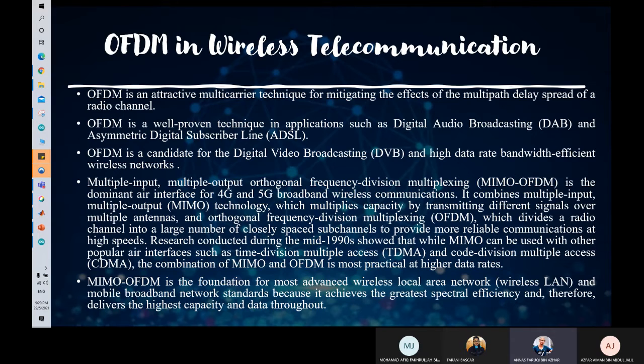Research conducted during the mid-1990s showed that while MIMO can be used with other popular air interfaces such as time division multiple access (TDMA) and code division multiple access (CDMA), the combination of MIMO and OFDM is most practical at higher data rates. MIMO OFDM is the foundation for most advanced wireless local area network (wireless LAN) and mobile broadband network standards because it achieves the greatest spectral efficiency and therefore delivers the highest capacity and data throughput.